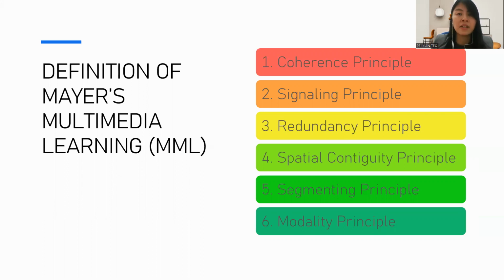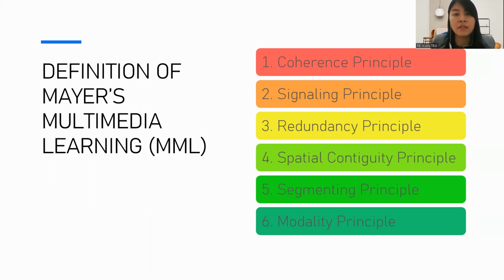And the second is the signaling principle. What is the meaning of the signaling principle? It is noted that multimedia learning materials are more effective when cues are added that direct students' attention towards relevant components of the material or show how the content is organized.